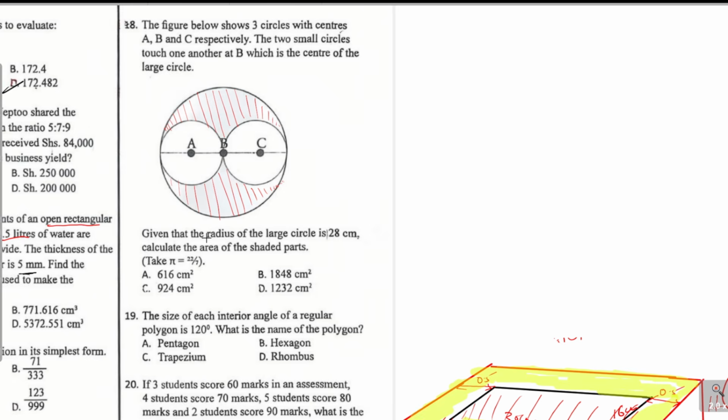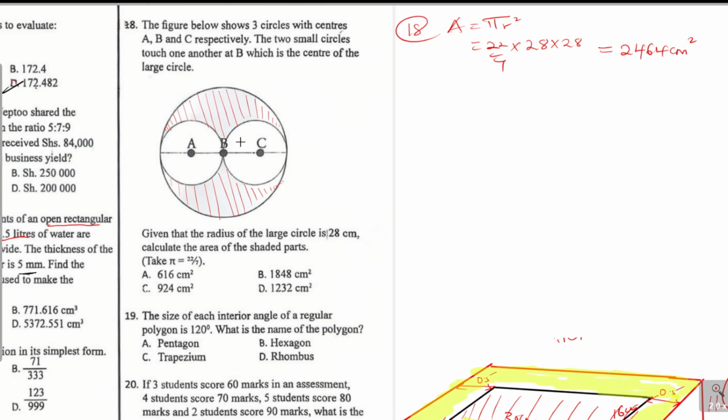So what is the radius of the large circle? It is 28. So we get the area of the large circle. So area of a circle is equal to pi r squared. So this will be pi, which is 22/7, times the radius squared, like that. And when you multiply that, this will give 2464 centimeters squared. So that is the area of the larger circle.